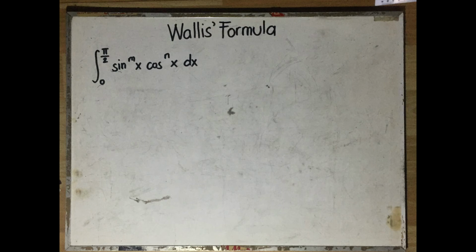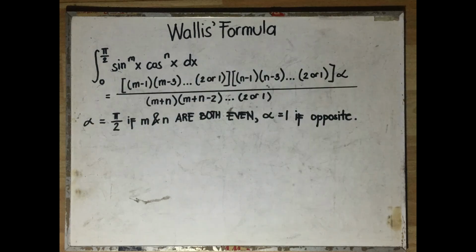Now that we are done with solving indefinite integrals, we will now proceed in solving definite integrals using Wallis formula. Please take note that this method can only be applied to the trigonometric functions sine and cosine, and it is not applicable to other functions. Here we have the equation. The integration from 0 to pi over 2 of the overall quantity of (m − 1) times (m − 3) and so on, 2 or 1.